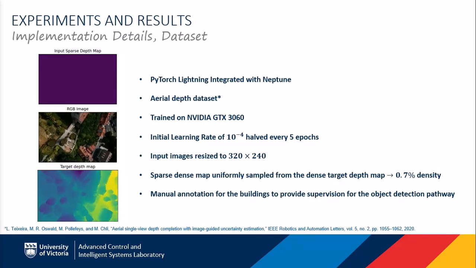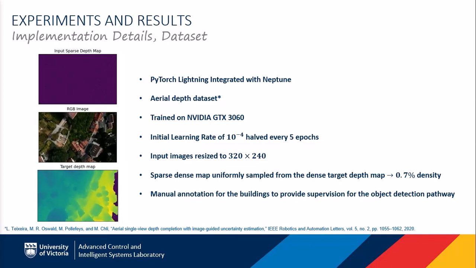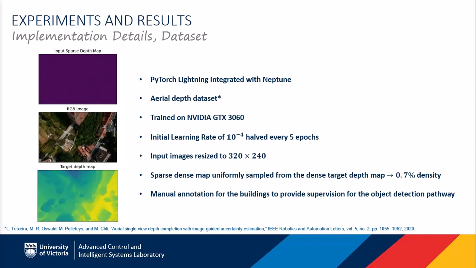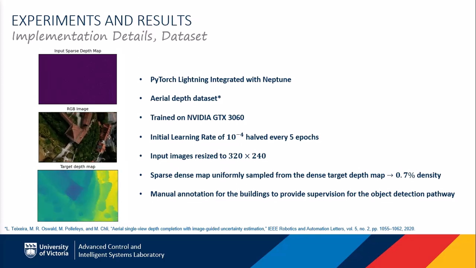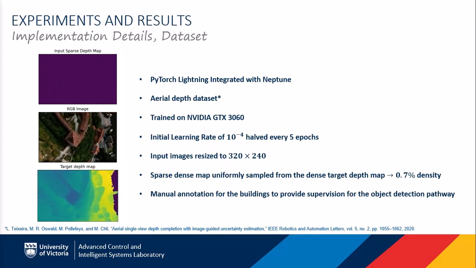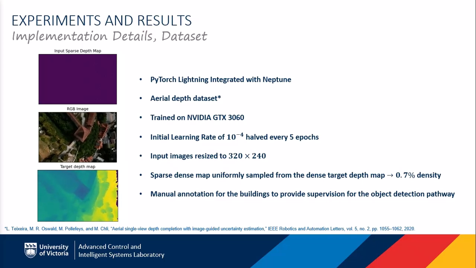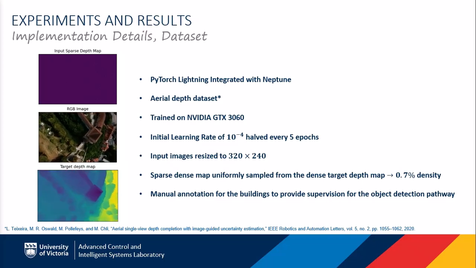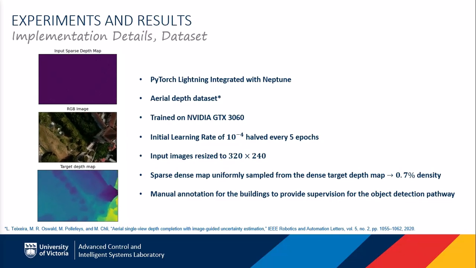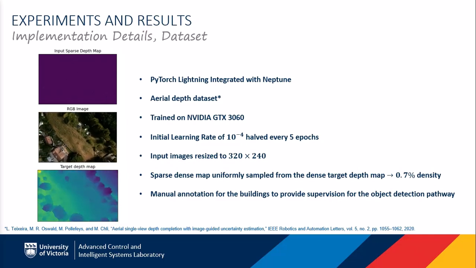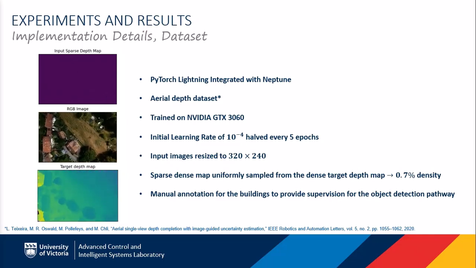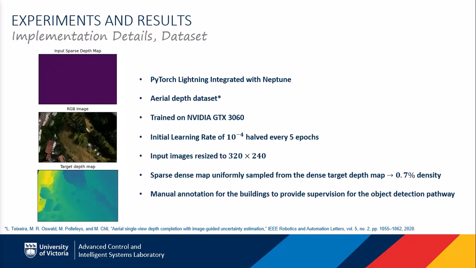To implement our network, we use PyTorch Lightning modules, and we train the network on the aerial depth dataset. We also train this network using the NVIDIA GTX 360. Because the original dataset was not providing any annotations for the buildings in the scene, we manually annotated 1000 frames to provide supervision for the object detection pathway. Also, for the sparse depth maps, we uniformly sampled from dense target depth maps pixels down to 0.7% density of the overall pixels.